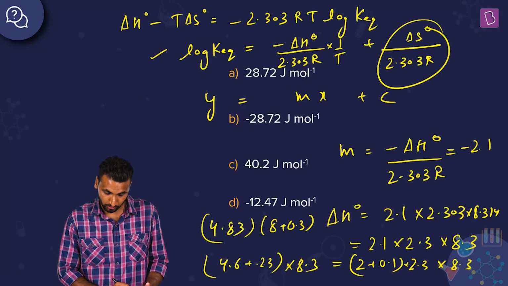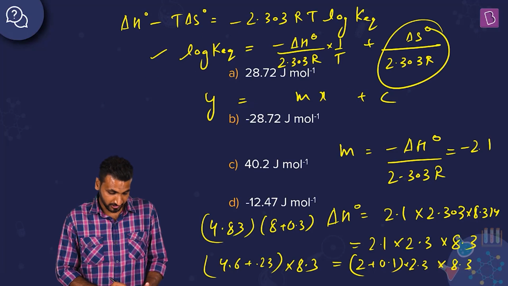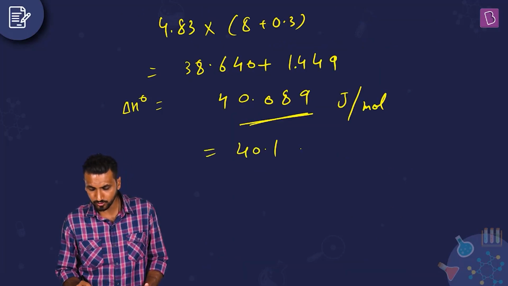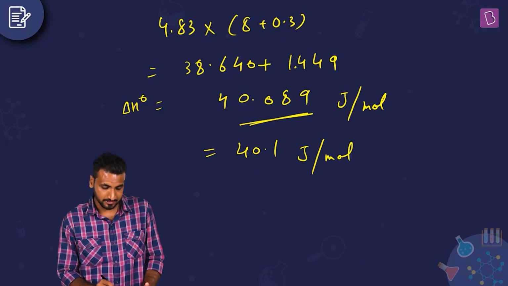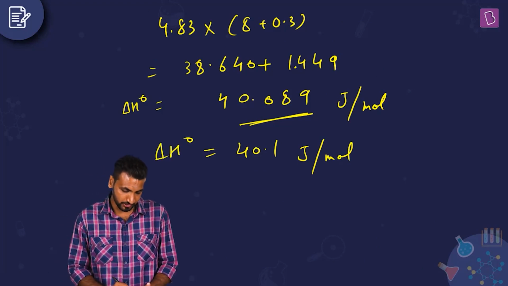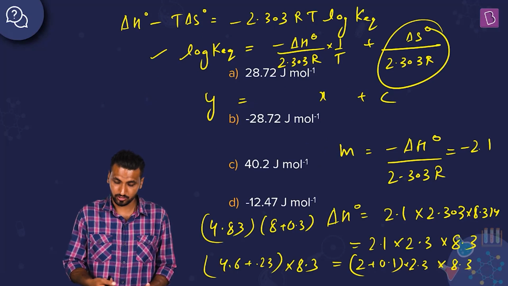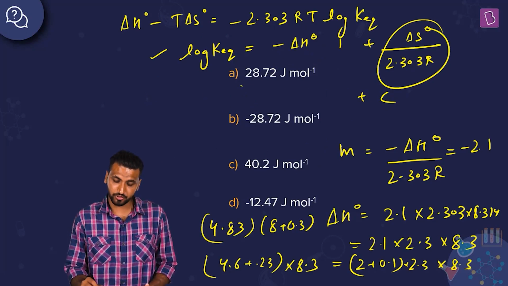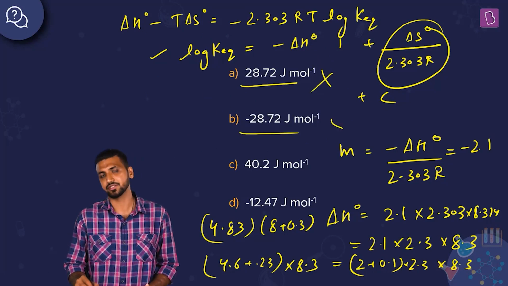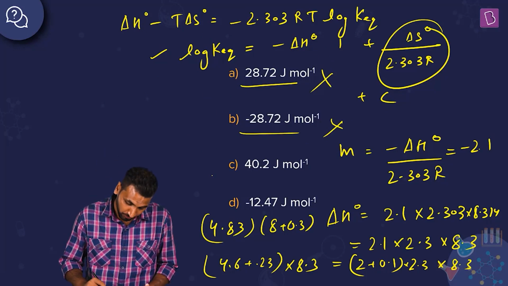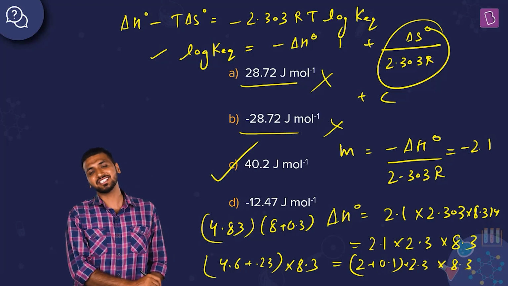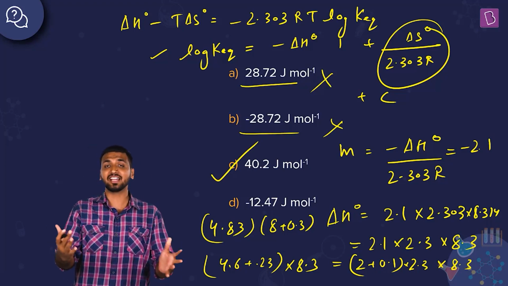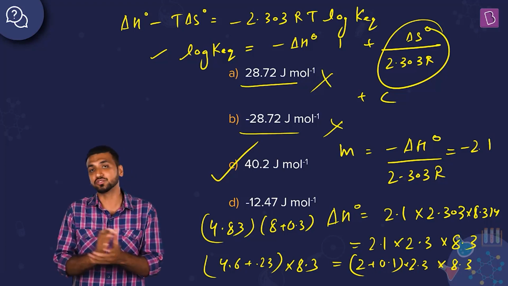Let's look at the options. The answer is 40.089. Can I write it as 40.1 joule per mole, right? This is your delta H naught value. If you look at the options, oh my god, options look dirty. Let me remove this part. So 28.72, no, minus 28.72, no, incorrect. I hope you can see the right answer to this question. That is 40.2 joule per mole, very close to what we have calculated, 40.1 joule per mole.